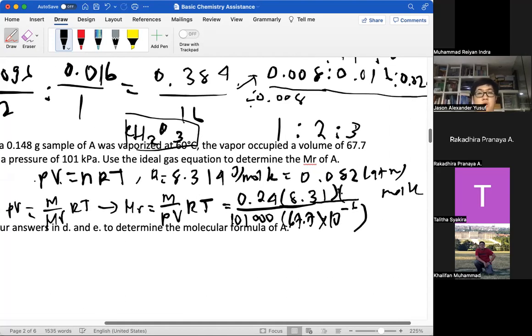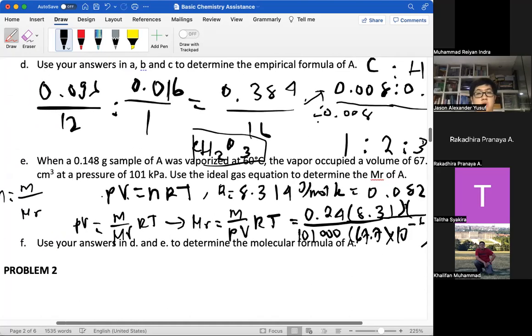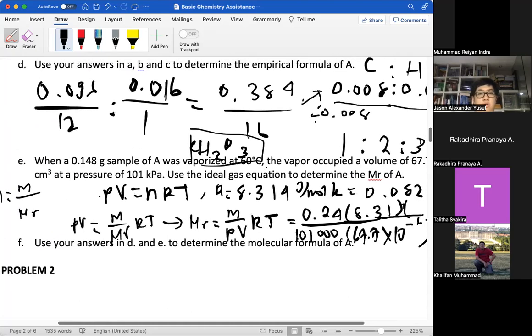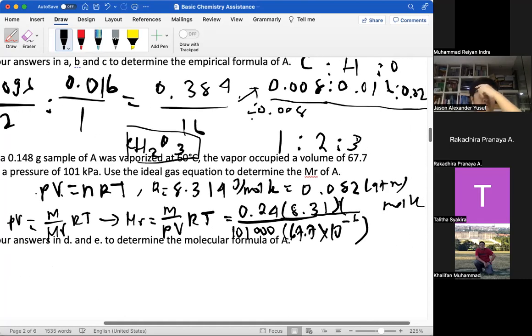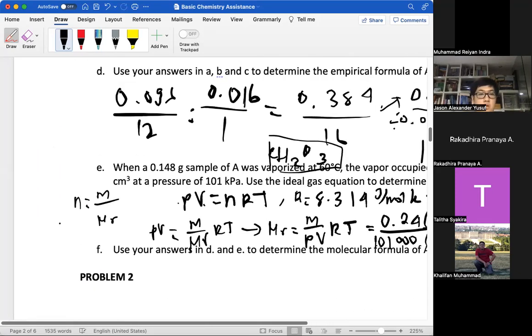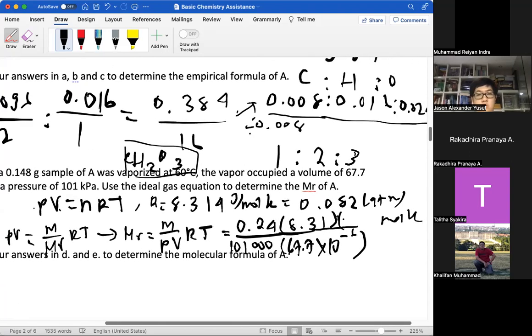And for the temperature, it's at 60 degrees Celsius, right? But for 60 degrees Celsius, we need to first convert it to Kelvin. So in order to do that, we add 60 with 273. And so this one we will get 333 Kelvin, right? So this is 333. Oh, and sorry, there's a slight error here. The mass is not 0.24, but is 0.148. Sorry about that.